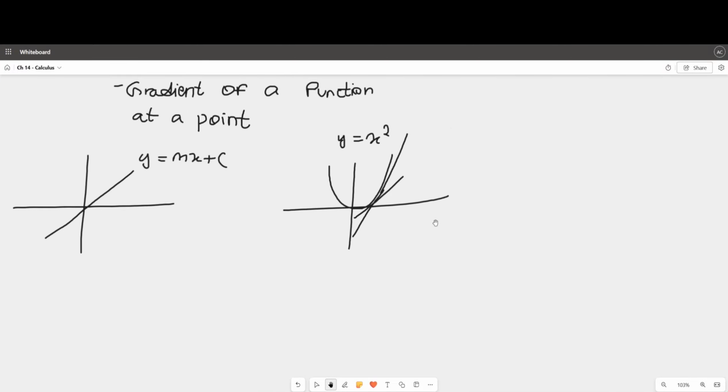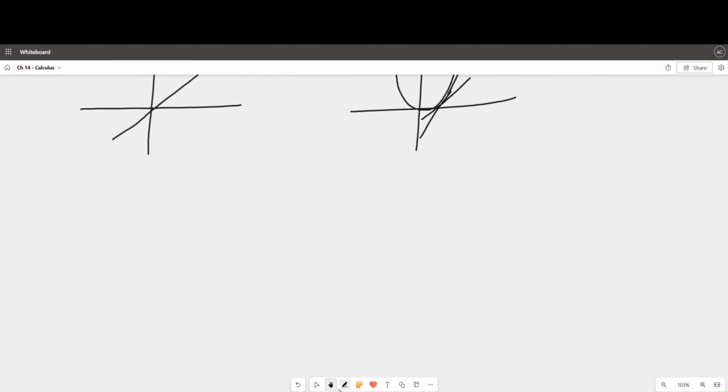First, I'll introduce some notation that I'll be using throughout this video. So let's say we're given some function f of x. So I'll write that f dash x. This is the derivative of f of x. It can also be represented as dy by dx.